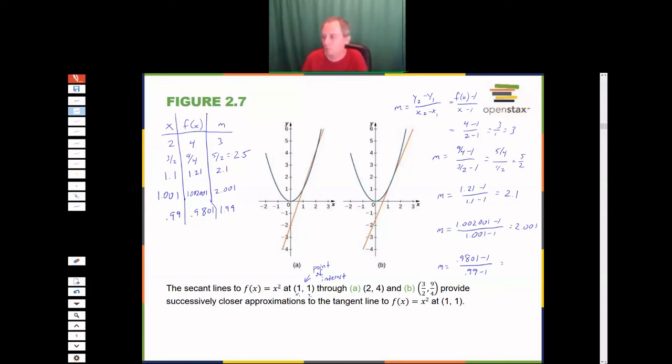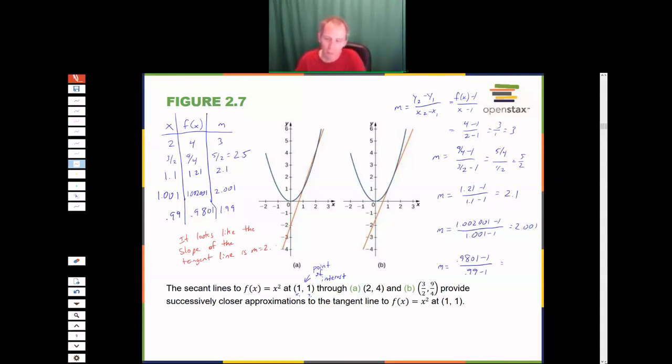What can we get from all of this? I want to think about whether or not there's a pattern. When my x values get closer and closer to 1, what's happening to the slopes? It looks like they're getting closer and closer to 2. So based on this, it looks like the slope of the tangent line is 2.